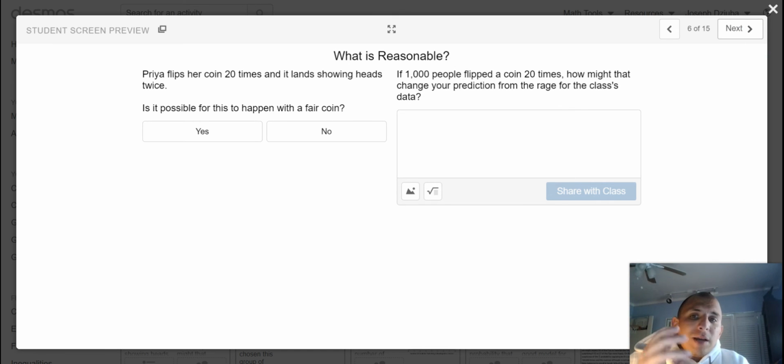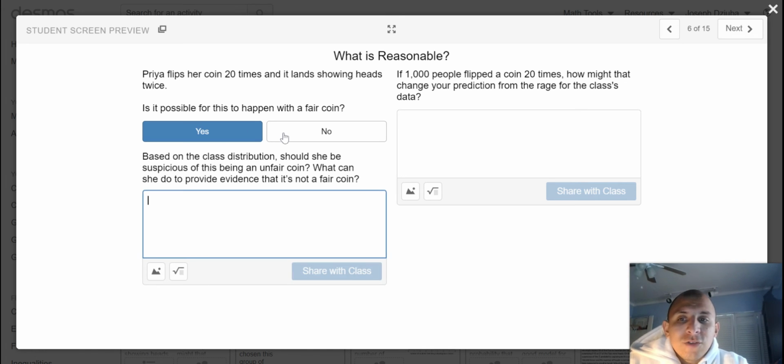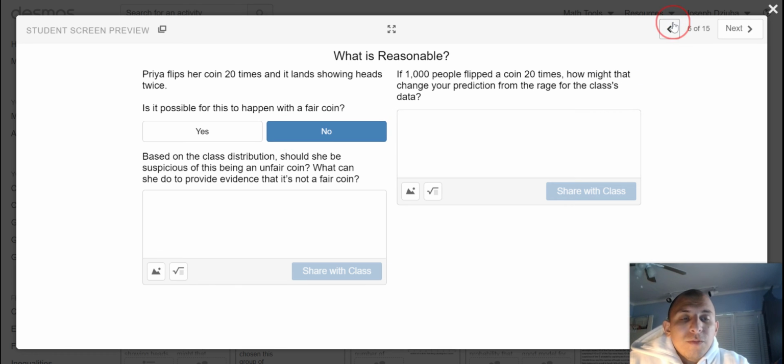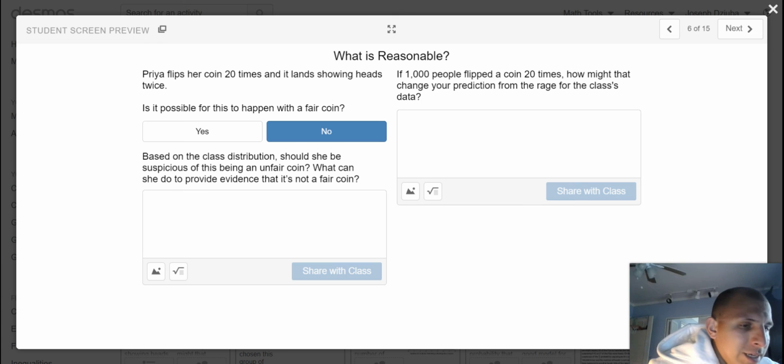Priya flips her coin 20 times and it lands showing heads twice. Is it possible for this to happen with a fair coin? Fair meaning heads and tails, or not fair meaning double heads, double tails. So if you say yes or if you say no, based on the class distribution, so from the previous slide, should she be suspicious of this being an unfair coin? Remember, yes or no is not sufficient enough here. We need to say yes because of this, or no because of X, Y, and Z.